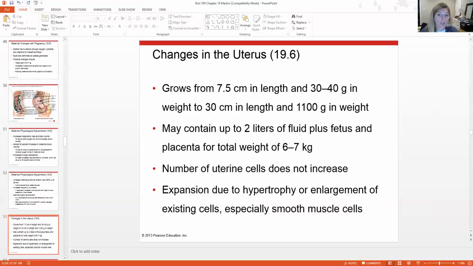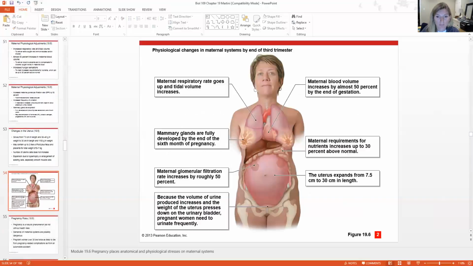There's also changes in the uterus. It can contain up to 2 liters of fluid plus a fetus. So it can get huge. Number of uterine cells does not increase. It just grows larger because of the expanding smooth muscles. And this is just a summary of all of those changes.